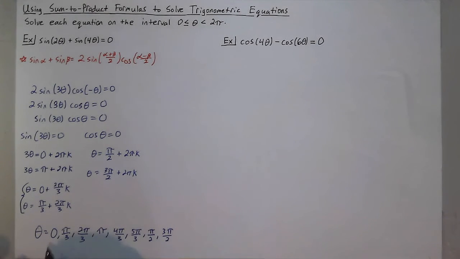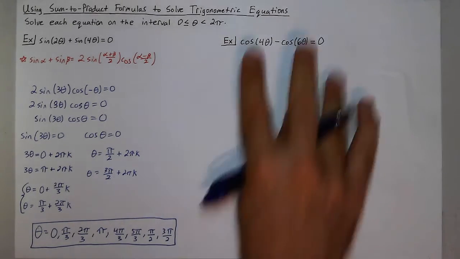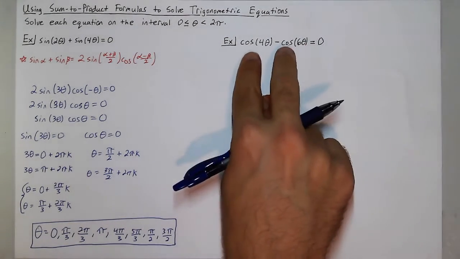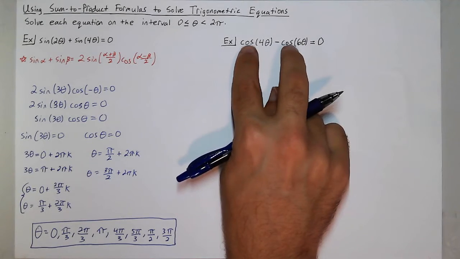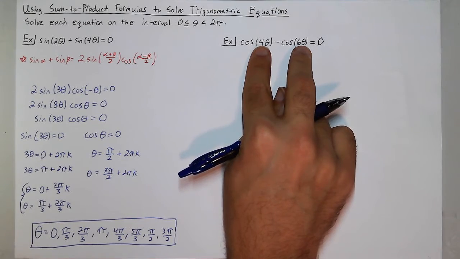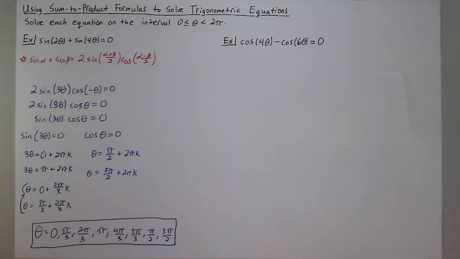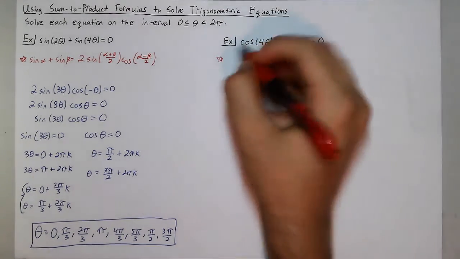So I get 1, 2, 3, 4, 5, 6, 7, 8 solutions to that equation. Now let's look at the next example. Here I have a difference of two sine functions. And again, they don't have a common inner angle, so I can't factor yet, but I can make this a product with that sum to product formula for cosine, which I'll rewrite down.